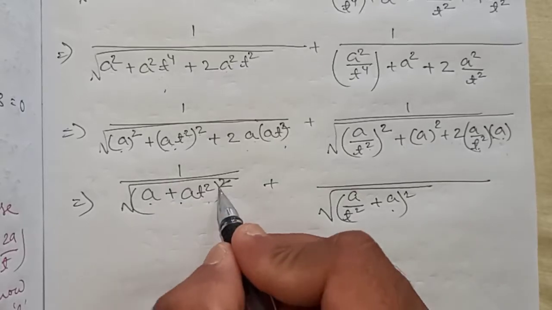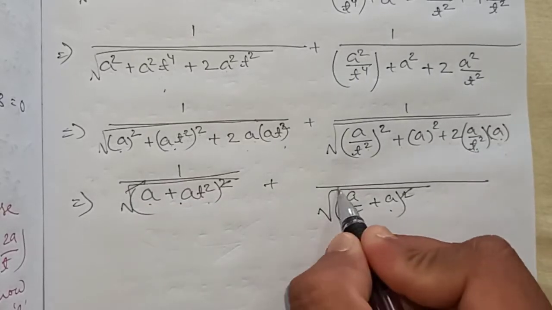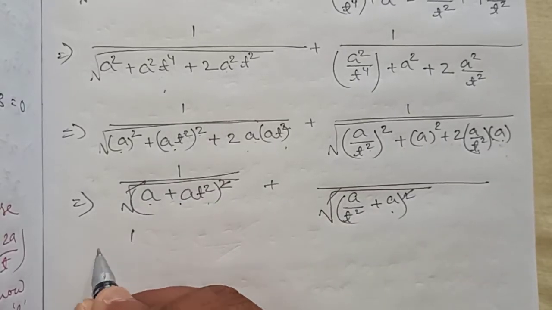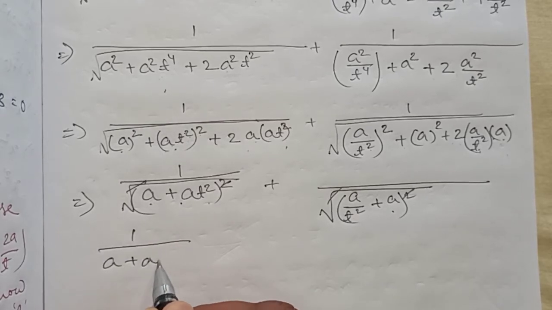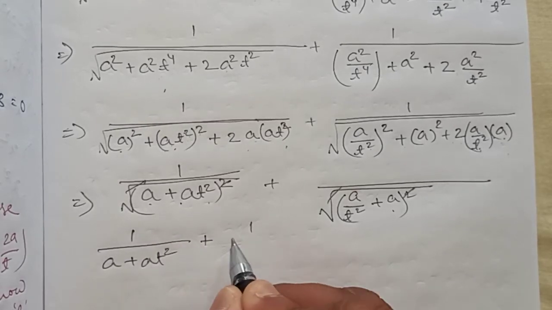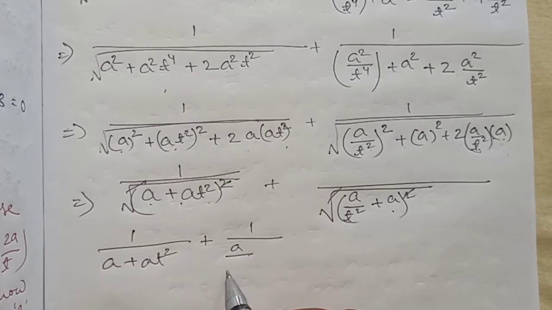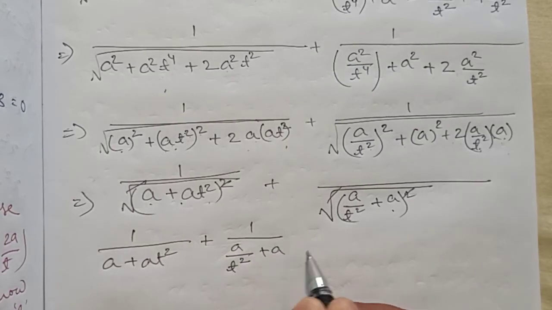The square and square root will cancel in both, so we will get 1 by a plus at square, plus 1 divided by a by t square plus a.